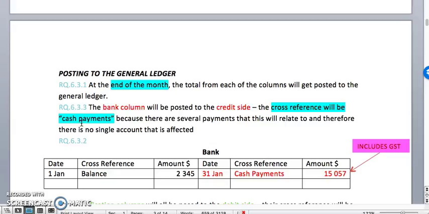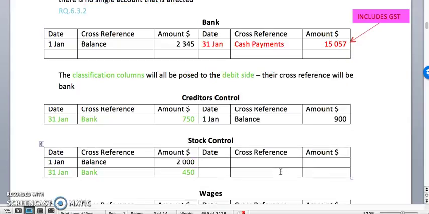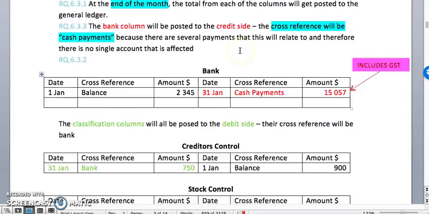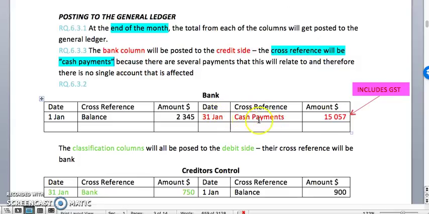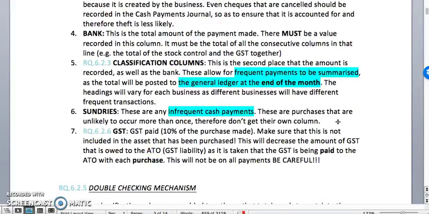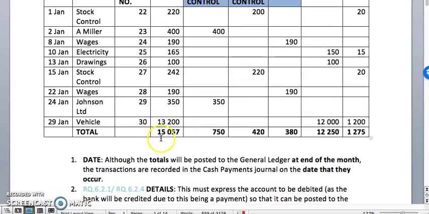entry, there are multiple of them. So if we were to try and do this here, we'd have to put creditors control, stock control, wages, etc., etc. So instead of doing that, we just summarize it with cash payments. So you can see here, 31st of January, cash payments, $15,057. If you go back up here, $15,057.